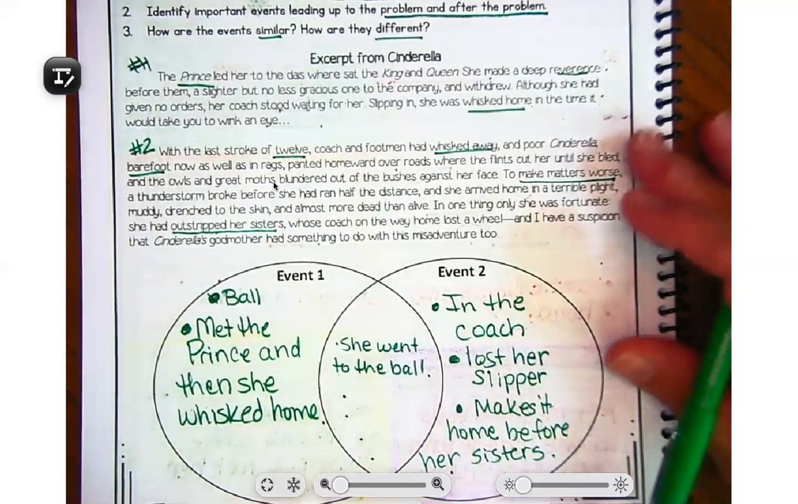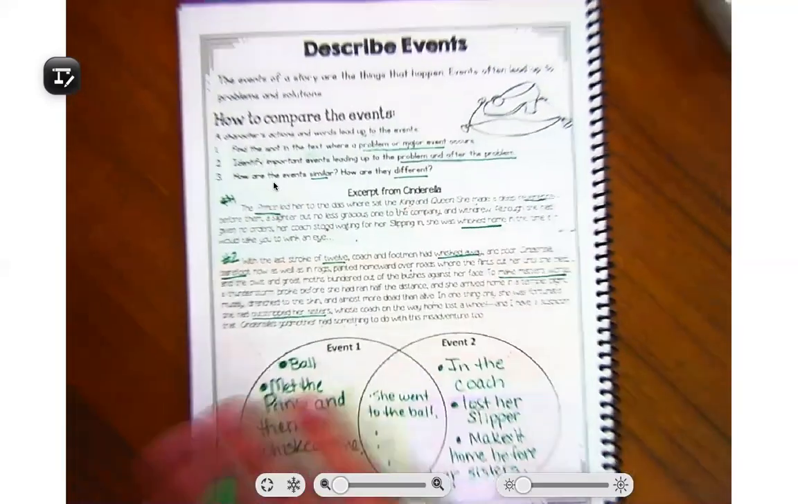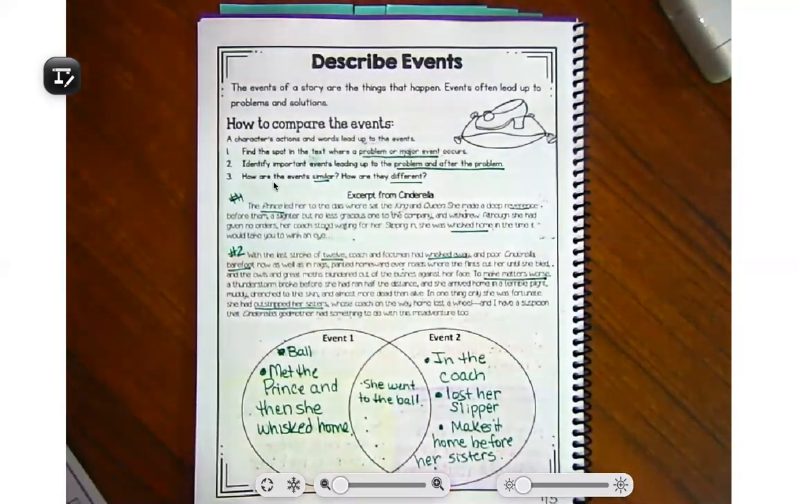And boys and girls, that is how we're going to describe events within a story. Remember, the events of a story are things that happen, and they often lead up to problems and solutions.